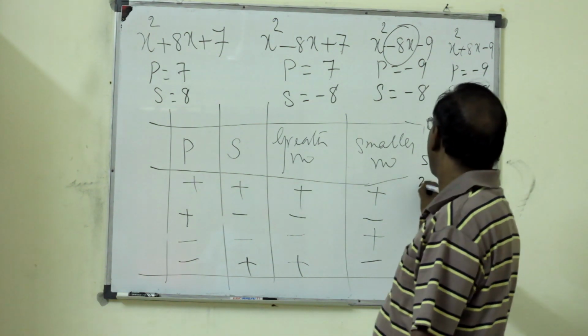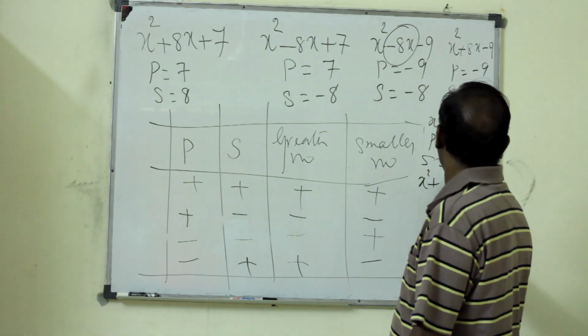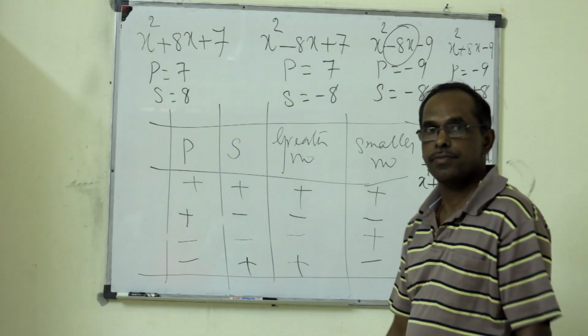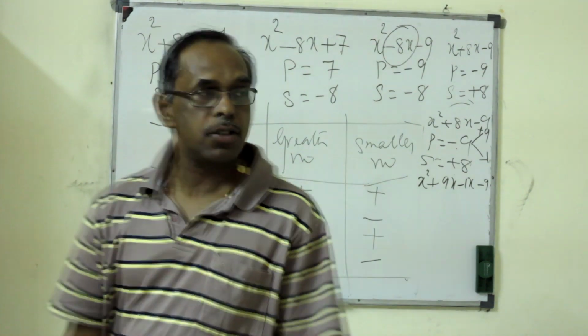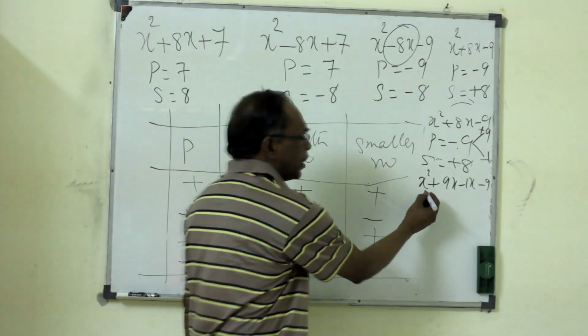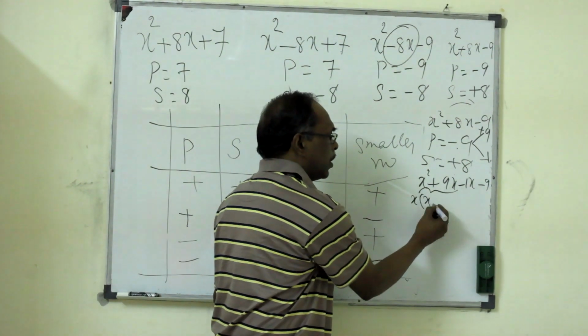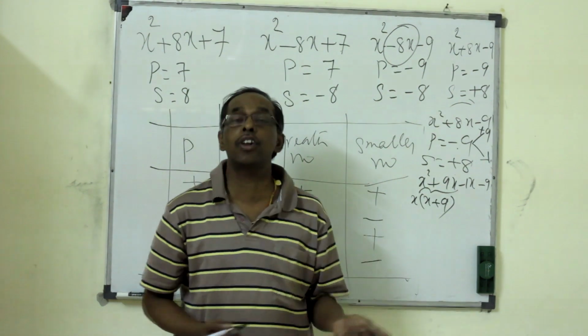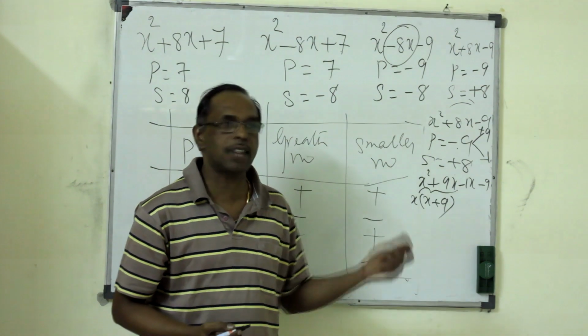So now it will be x square plus 9x minus 1x minus 9. Is it clear now? So now I am taking the first two terms. What is common here? X is common. So x plus 9, that is what is left. Now which sign do you have to take out? You have to take minus out.